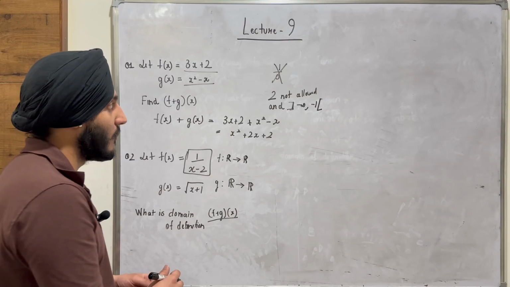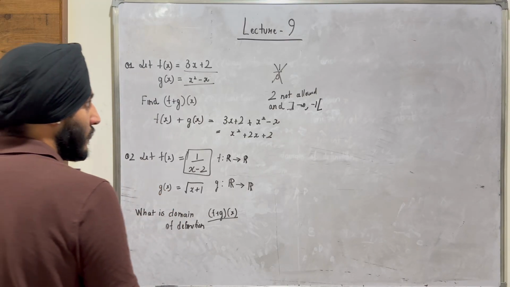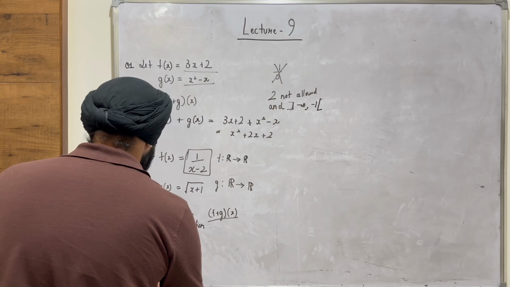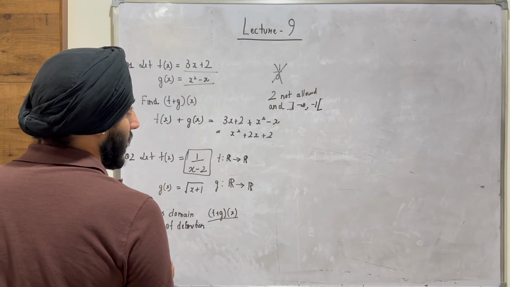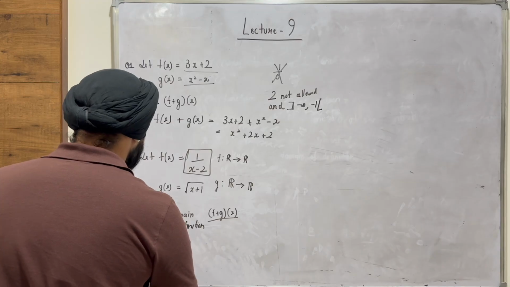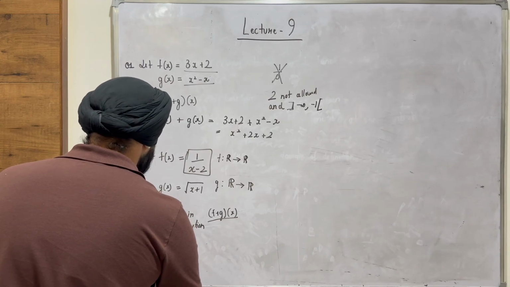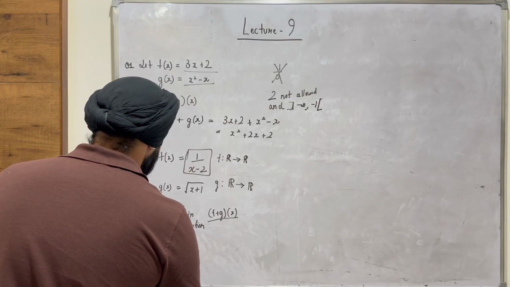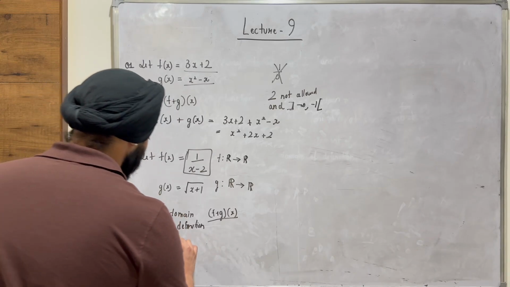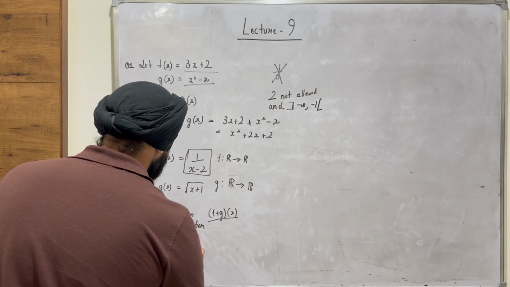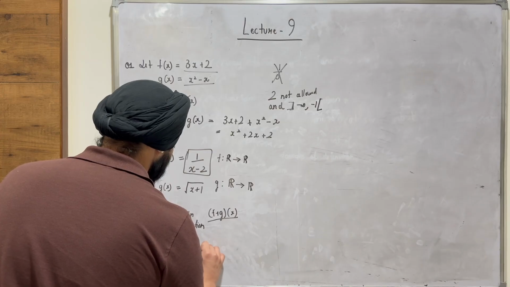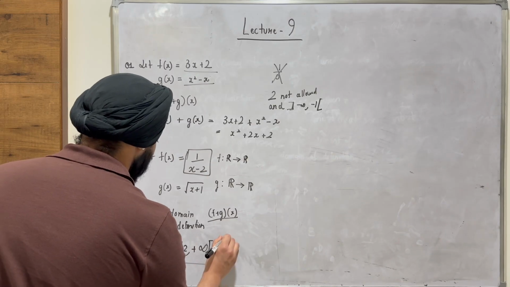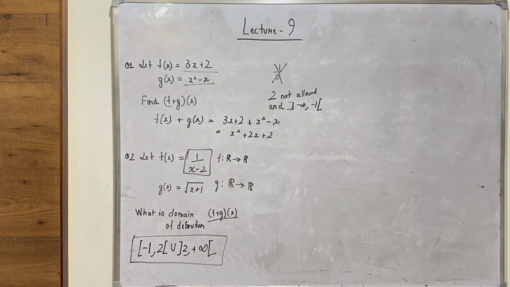So I hope you were able to understand this question. My simple answer is that these are the values which are not allowed. So the domain of definition is going to be -1 to the value 2, not including the value 2, union with not including the value 2 to positive infinity. This is going to be my entire answer for this question. Now this is a very tricky question to understand, but I hope you were able to solve it.